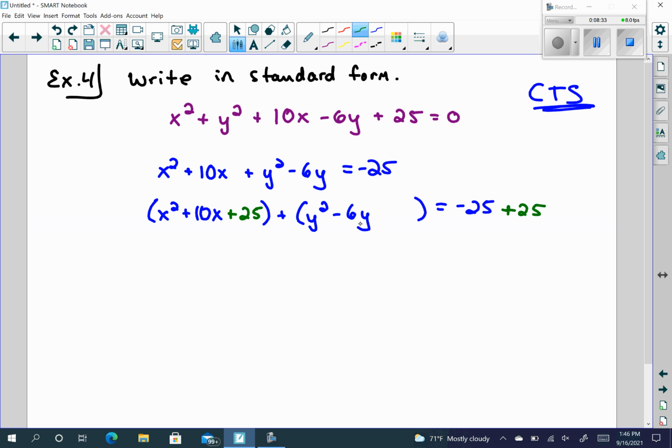Next, I'm going to take half of the 6. Remember, the sign doesn't matter because we're going to add anyway. So half of 6 is 3. 3 squared is 9, so I'm going to add 9 to both sides.